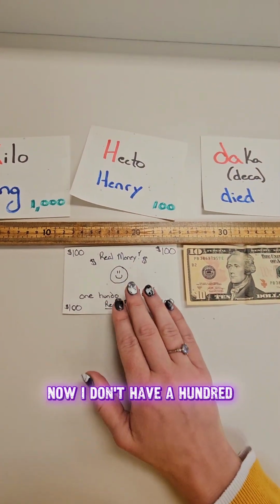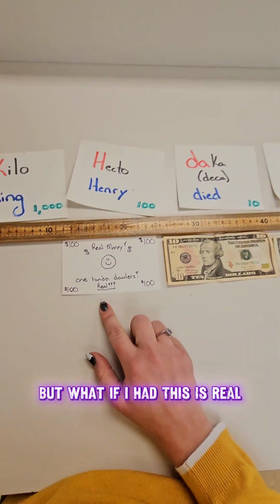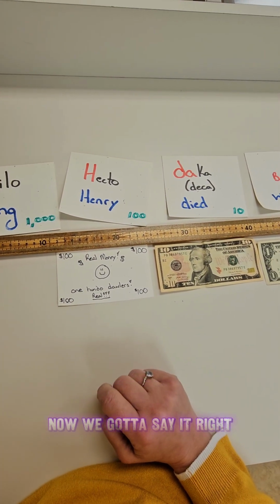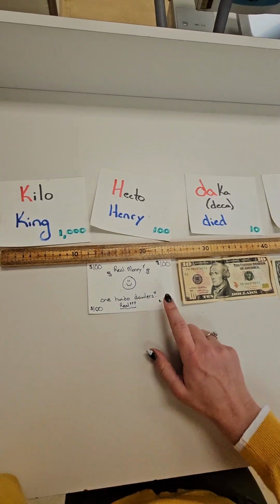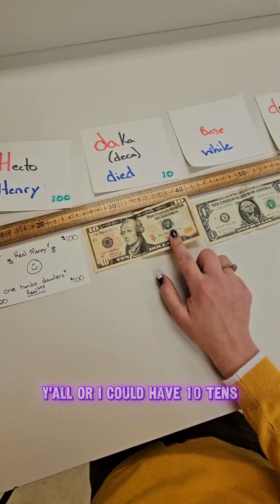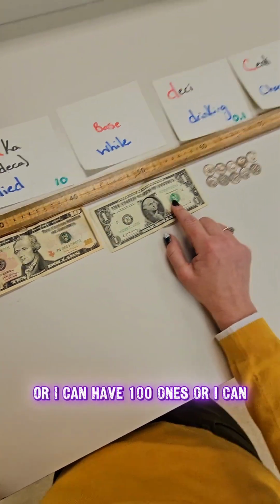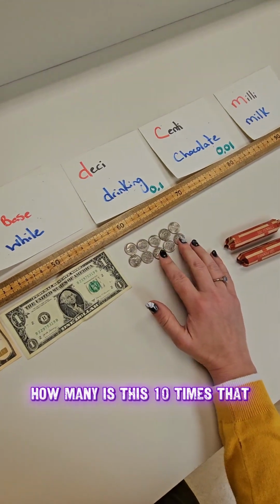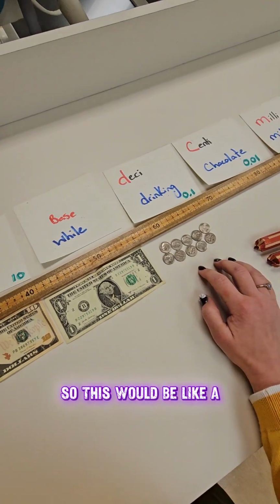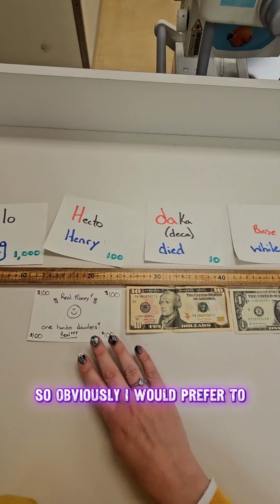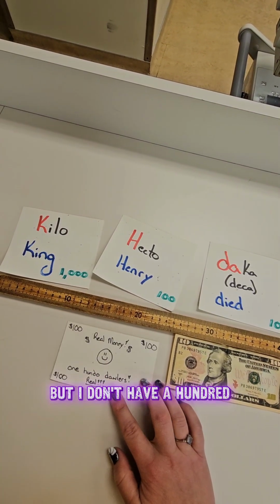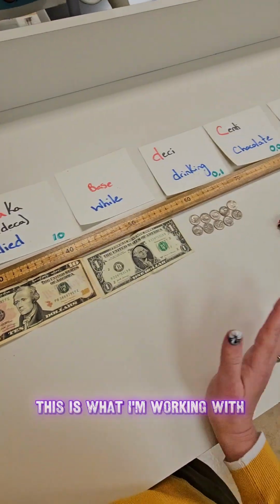Now, I don't have a $100 bill, teacher money, y'all. But what if I had, this is real, this is so real, $100. And now we gotta say it right, dollars, right? I can have a $100 bill, or I could have 10 tens, or I can have 100 ones, or I can have, oh my God, how many is this? 10 times that. Oh, don't make me do math right now. Okay, so what did I say? 100? So this would be like 1,000, right? And keep going. So obviously I would prefer to have the $100 bill, but I don't have $100 bills. So this is what I'm working with.